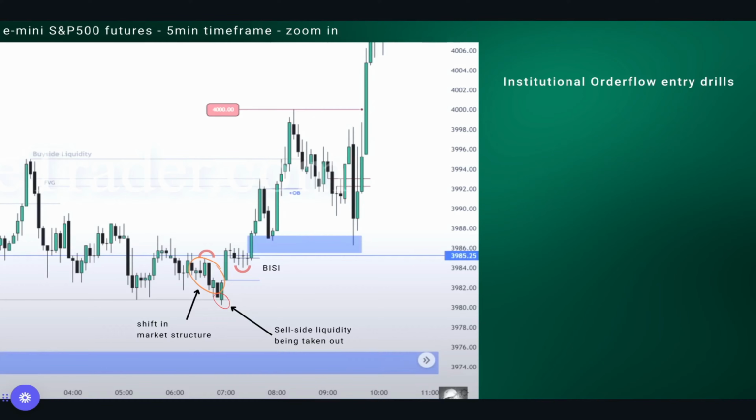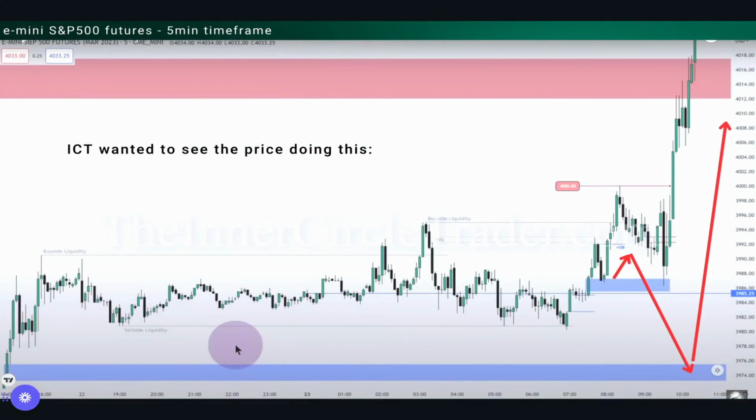First, we see a shift in market structure. Then we see price taking over sell-side liquidity. Then we see a fair value gap forming and price tapping back into it, but only with the wicks of the candle. ICT actually wanted to see the price doing this: going higher, then coming deeply lower into the fair value gap, and then jumping back up.